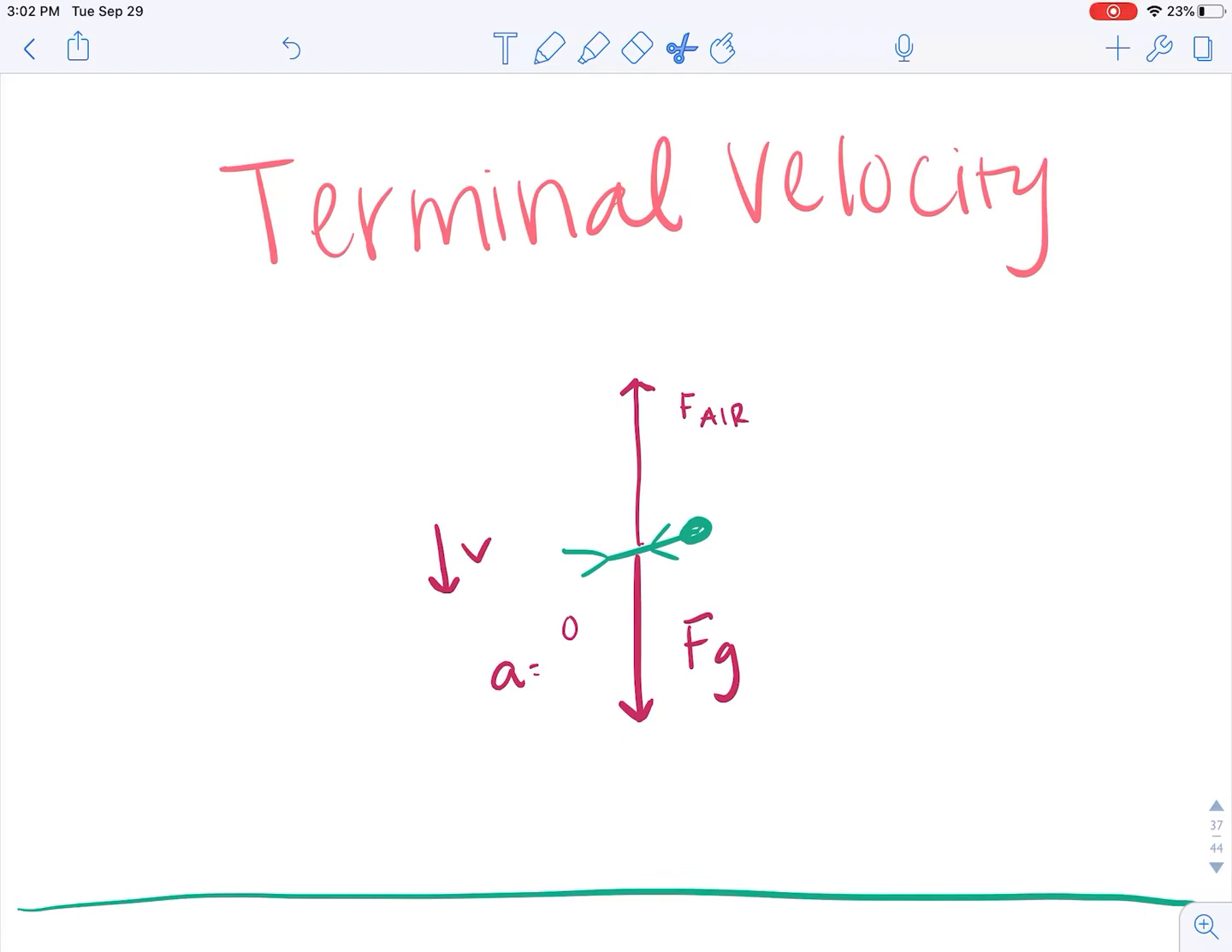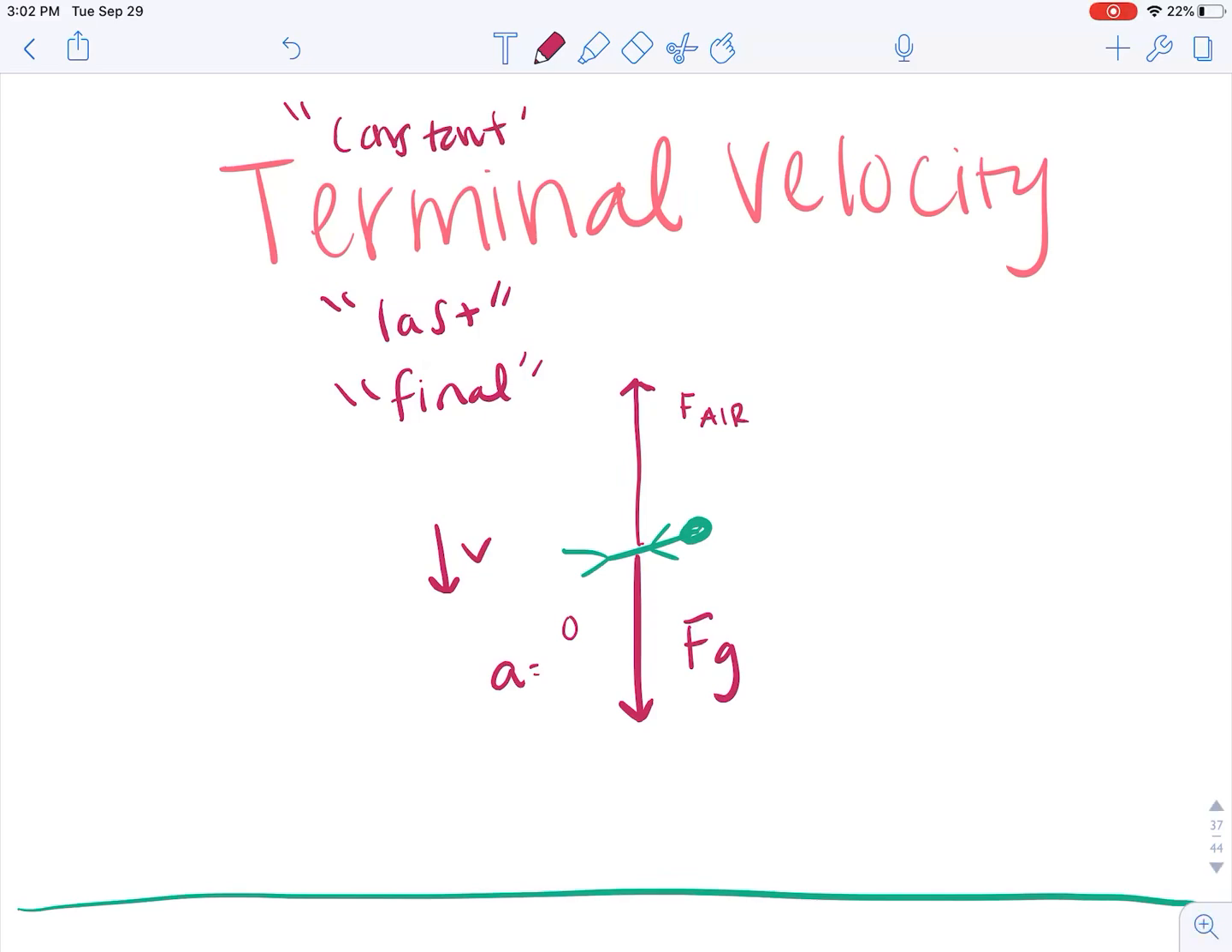This is what's known as terminal velocity. That final velocity that you no longer accelerate past, you move at that final velocity the rest of the time. You no longer speed up anymore. So when you see this word, terminal velocity, think constant velocity.